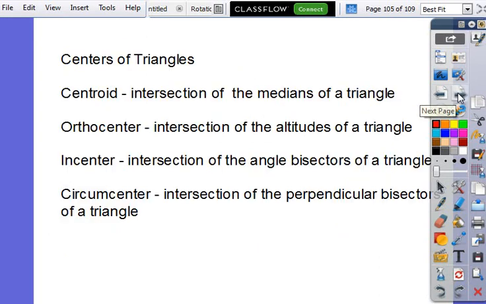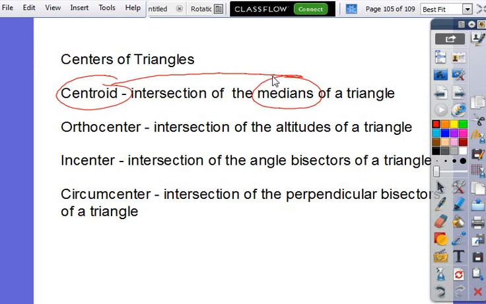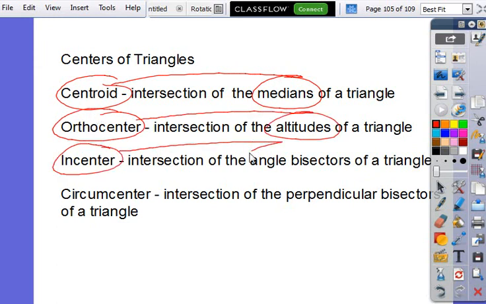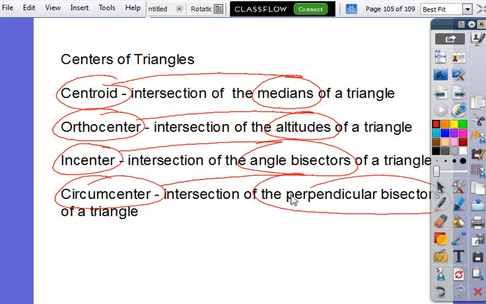All right, this right here, there may be one or two questions. What you need to remember, if you can: centroid is the medians, orthocenter uses altitudes, incenter uses angle bisectors, circumcenter uses perpendicular bisectors. If you can just remember those, you might get a question or two right.